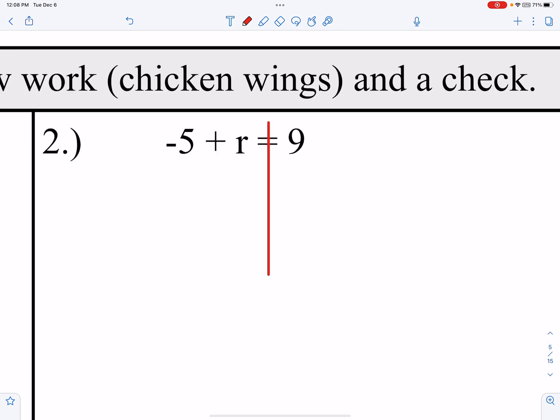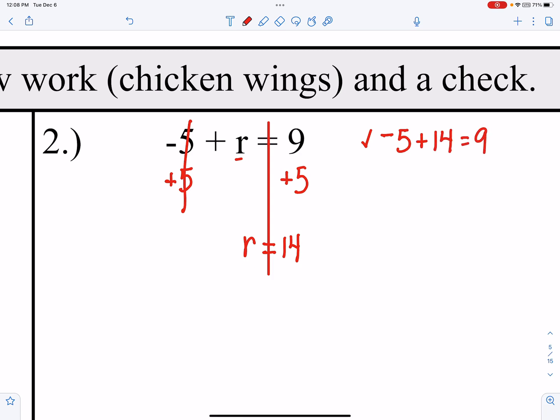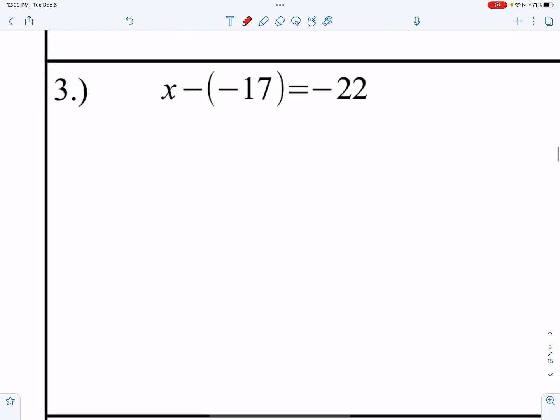Separate my two expressions on each side. I see my variable is r. What's with it is a negative 5. To get rid of that, I'm going to add 5 to both sides. Okay, that creates a 0 pair, and I have r equals 14. We're going to do the check by plugging in and substituting for r. So we have 14 minus 5, keep the sign of the bigger digit, 9 equals 9, check. All right, number 3.